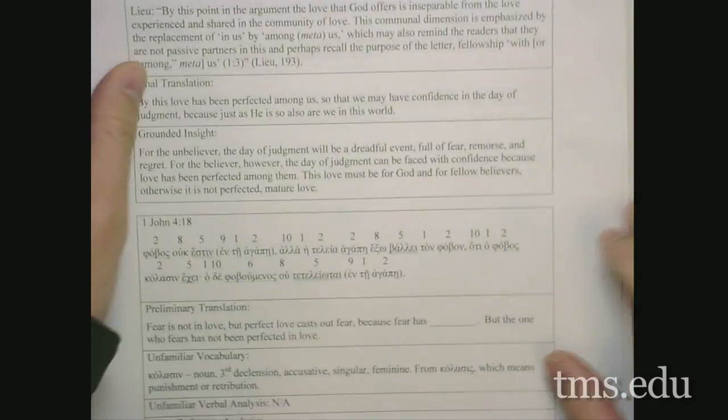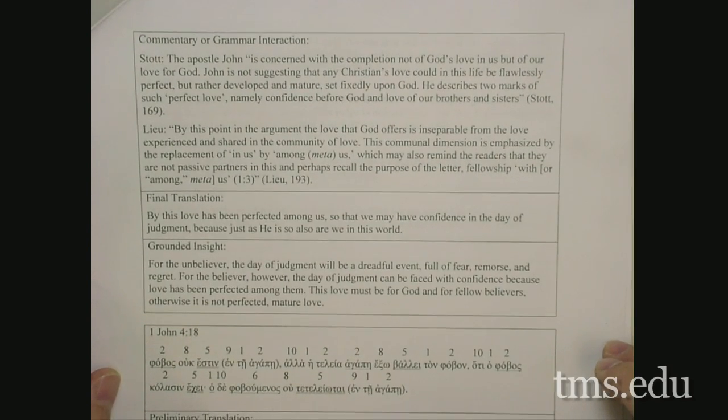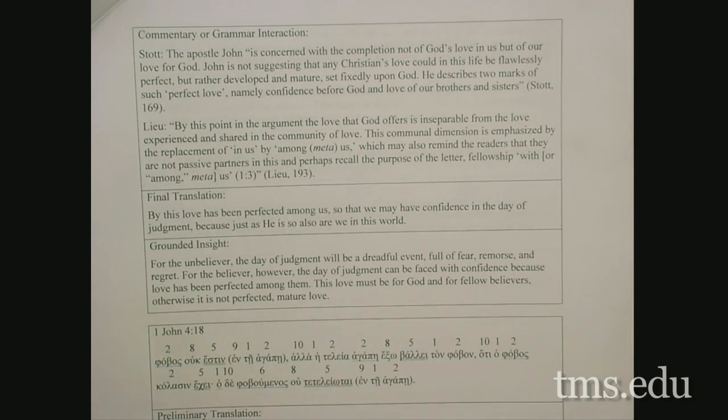Commentary interaction. Stott says, the Apostle John is concerned with the completion not of God's love in us, but of our love for God. John is not suggesting that any Christian's love could in this life be flawlessly perfect, but rather developed and mature, set fixedly upon God. He describes two marks of such perfect love, namely confidence before God and love of our brothers and sisters. Lau adds this: by this point in the argument, the love that God offers is inseparable from the love experienced and shared in the community of love.